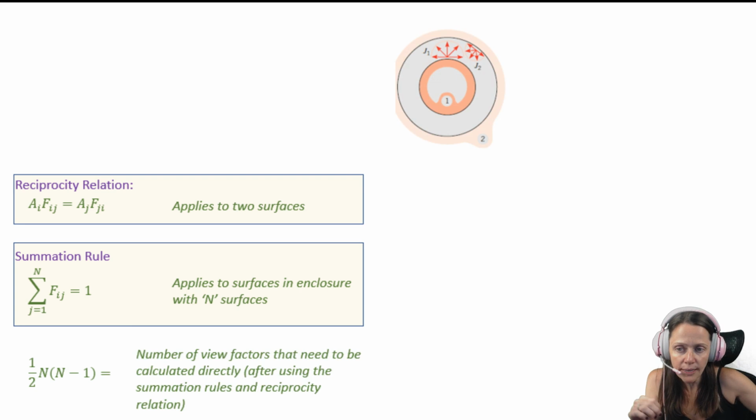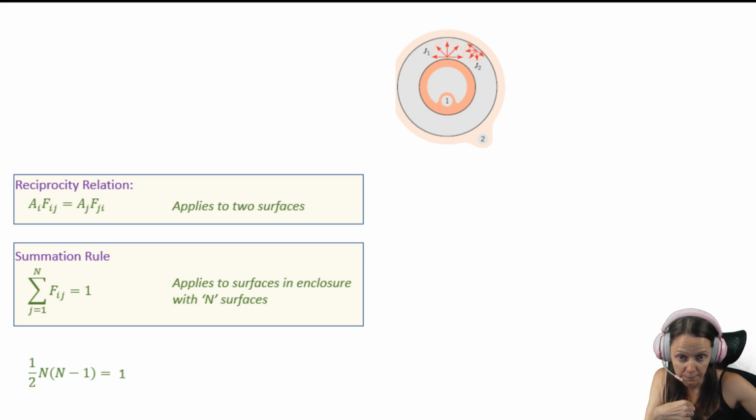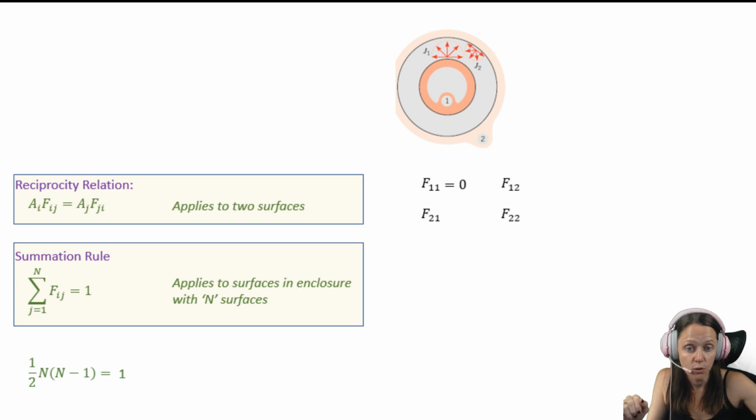So let's try one of those out. We have 2 spheres, one inside another, 2 surfaces, 1 and 2. So the total number of relationships that I need to derive is just 1. And now let's list those view factors. We have 4. So let's look at the view factor from the inner sphere onto itself. We have a convex surface, so the view factor is 0. And then since the sum of the view factors from a given surface has to equal 1, we have a view factor for surface 1 onto surface 2 of 1.